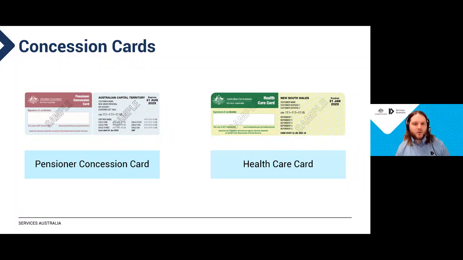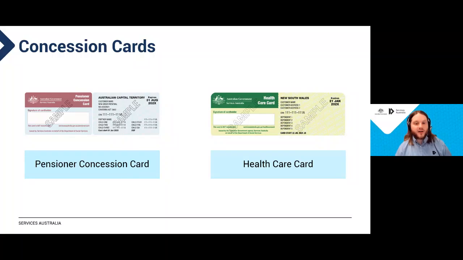Now, some payments will come with concession cards, or indeed, if you're not eligible for a payment, you may be eligible for a concession card under its own set of rules. Some concession and healthcare cards are automatically issued to you depending on the payment that you're on. They can help you access reduced pharmaceutical costs, as well as other medical services funded by the Australian government. The cards may also give you access to other concessions provided and funded by state and local governments.